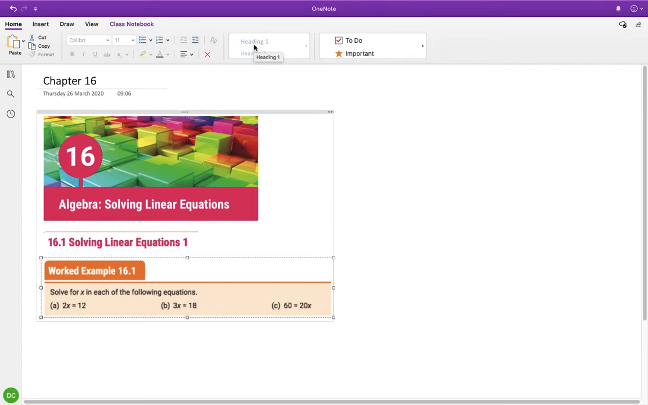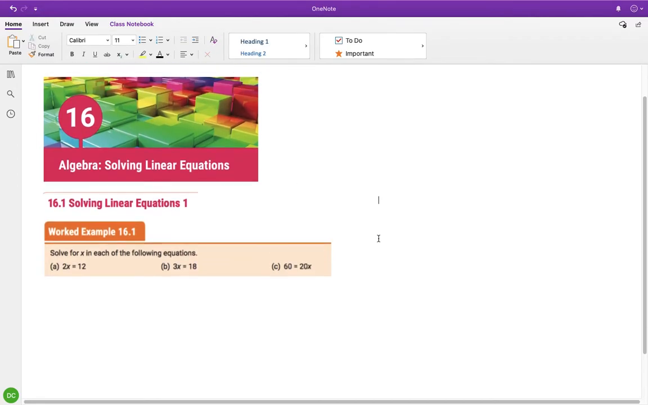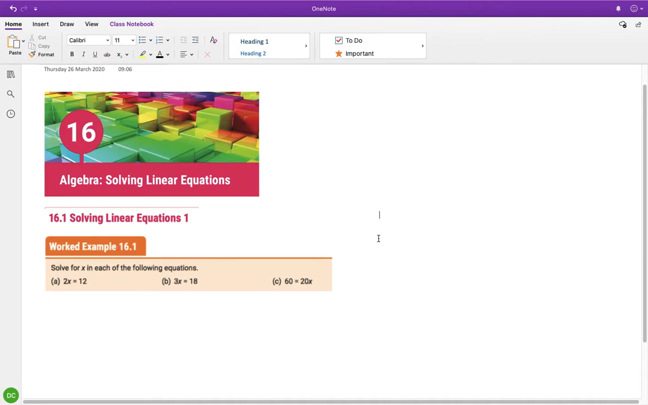Okay, so for today's class, we're going to start chapter 16. I just snipped out the title here so you'd be able to recognize it. So it's solving linear equations. Essentially, same as we did last time, we're going to build from solving quite a simple equation and then gradually add more complication to it.